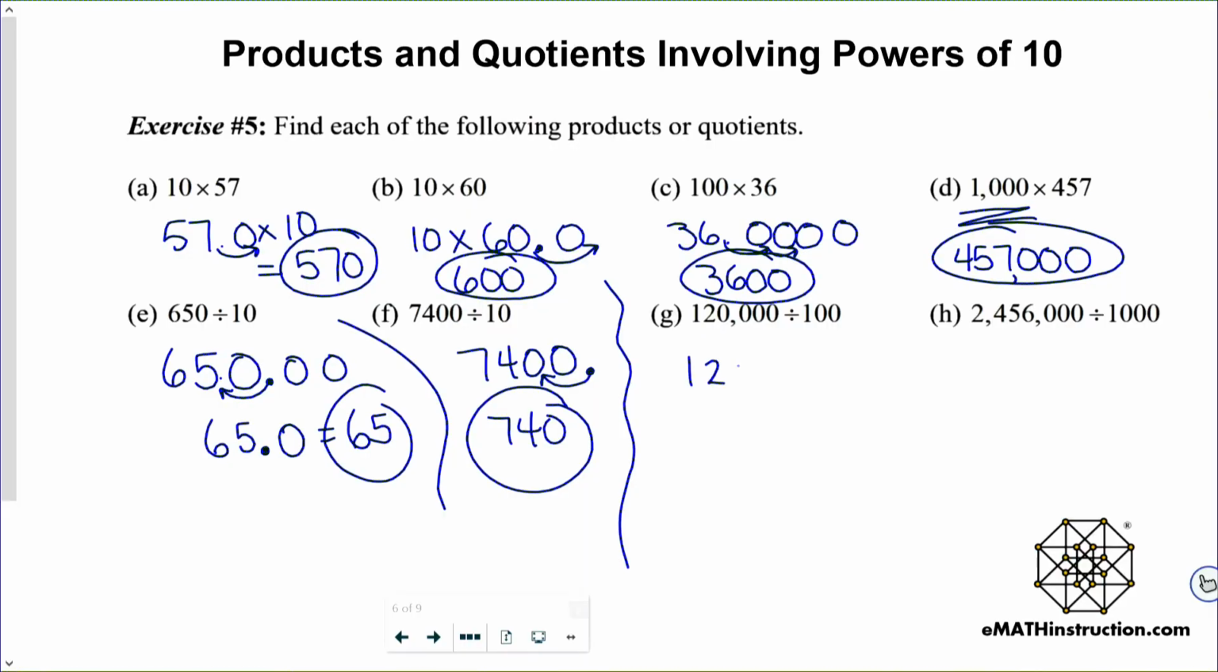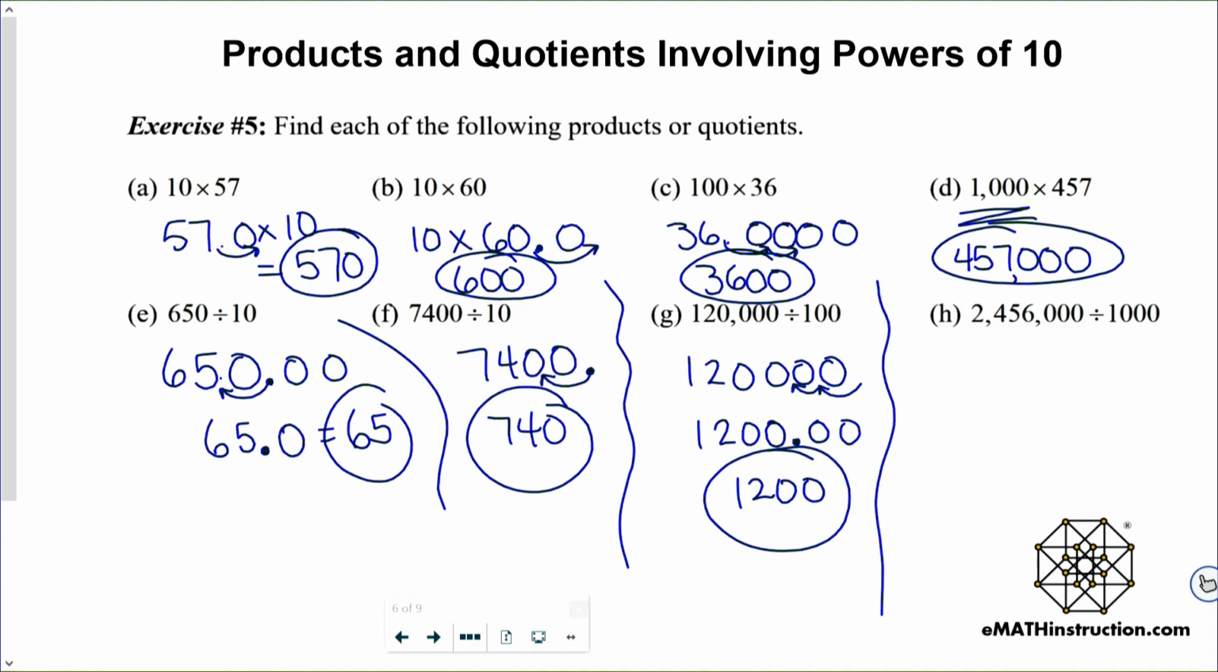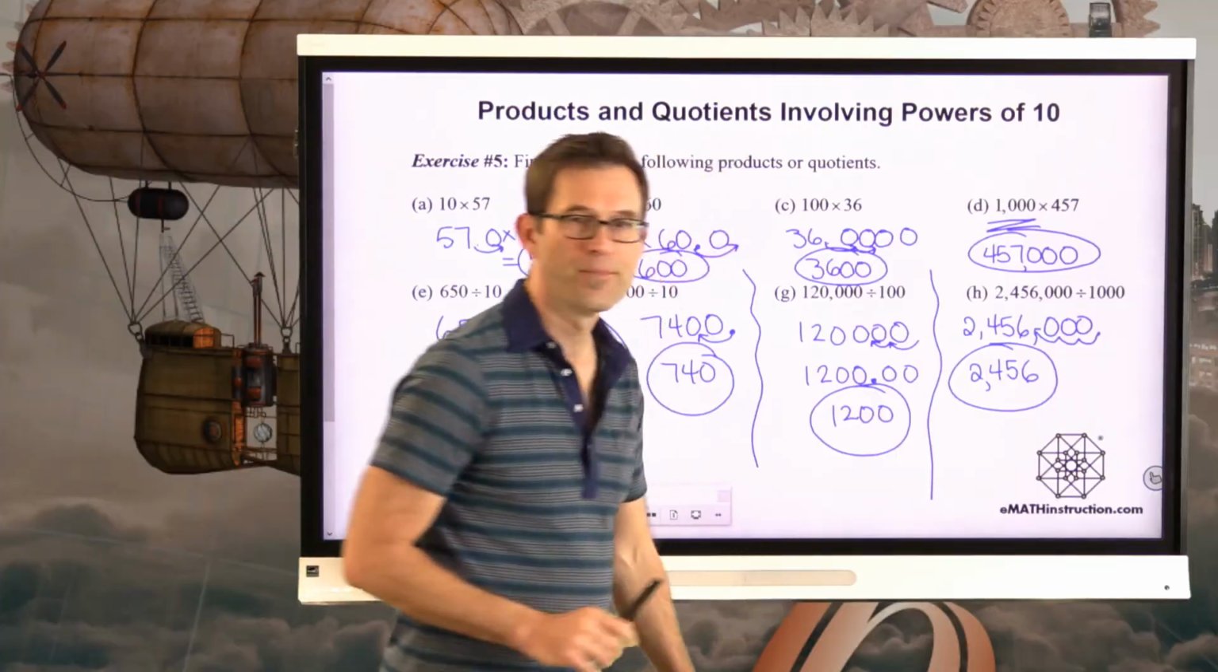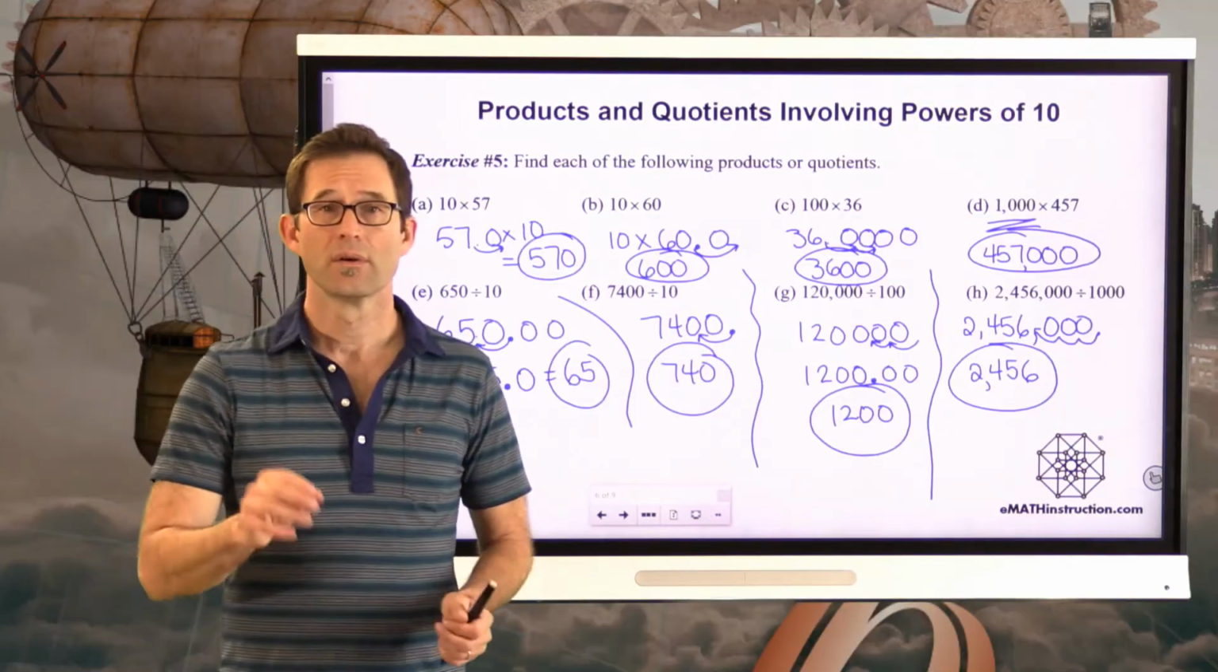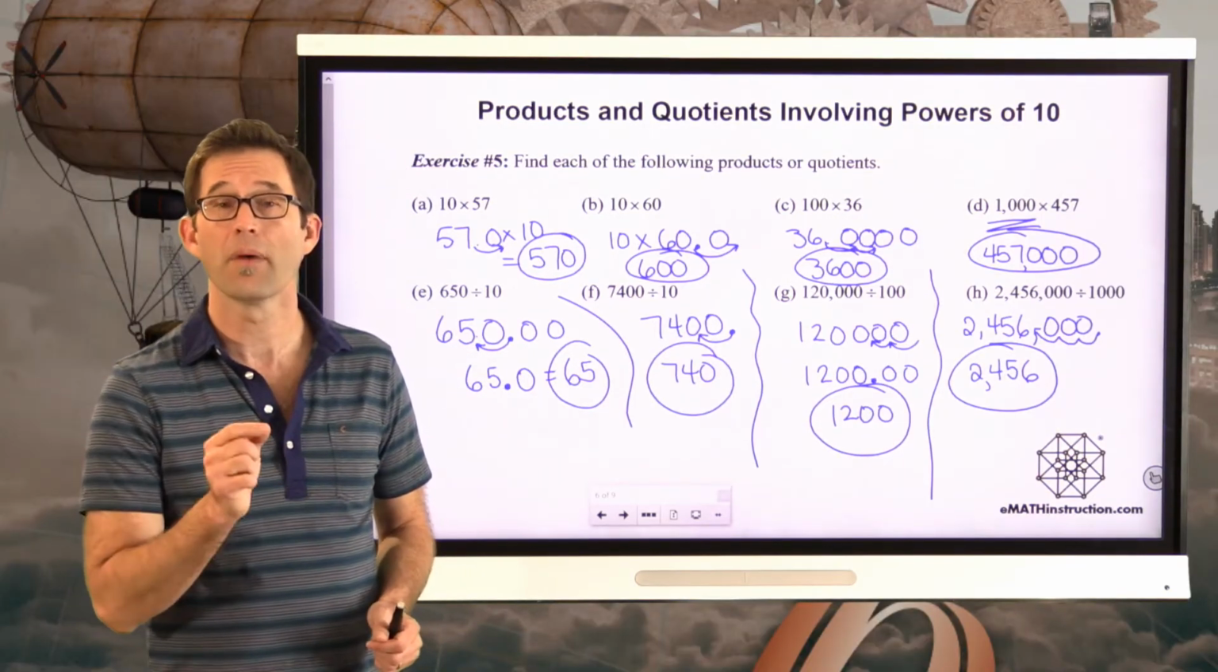So, for something like 120,000 divided by 100, we'd go 1, 2, and we'd be left with 1,200. Or, without those extra zeros tacked on, just like that. Likewise, 2,456,000 divided by 1,000, 1, 2, 3, we would just have 2,456. All right.